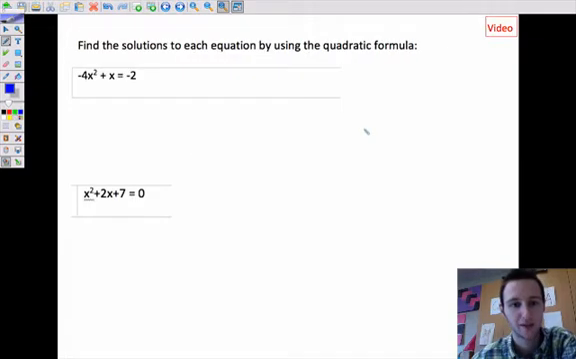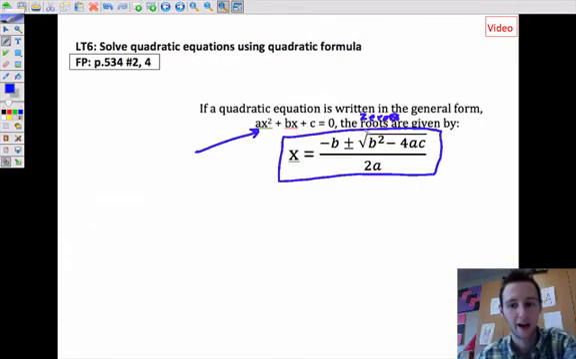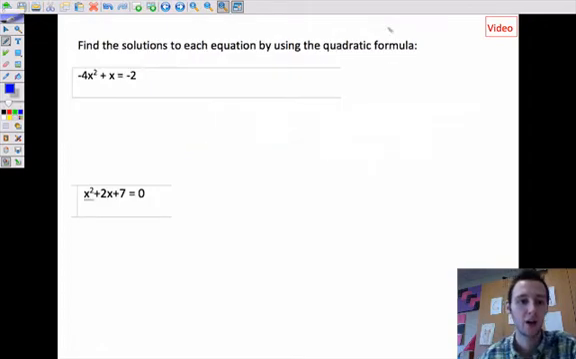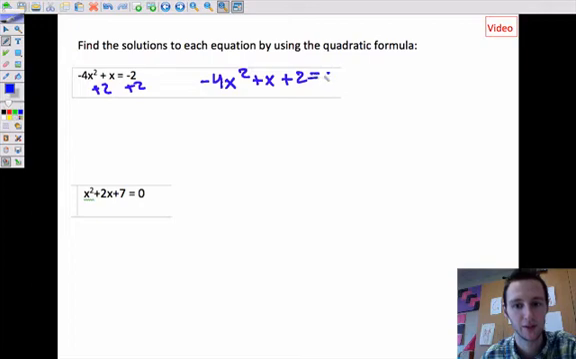So we're just going to look at a couple examples of using the quadratic formula. I realize it's this big, long, complicated looking thing. It's really not that difficult, and we're not going to ask you to memorize it. So you can refer back to this as many times as you want. The key to remember is you have to have it in general form. So first we have to get this into general form and make it equal 0. The very first thing I'm going to do is just add a 2 to both sides. So then we have negative 4x squared plus x plus 2 equals 0.